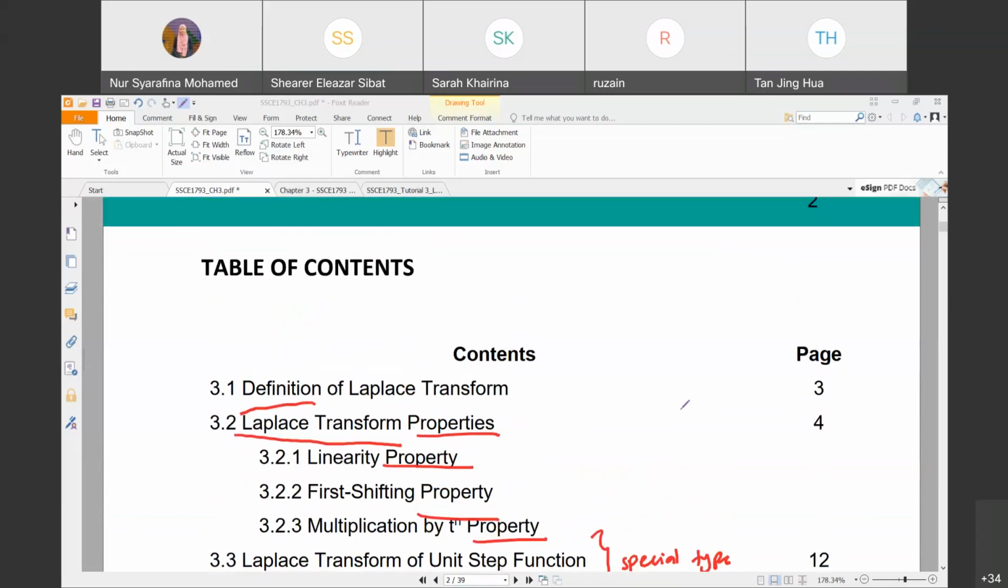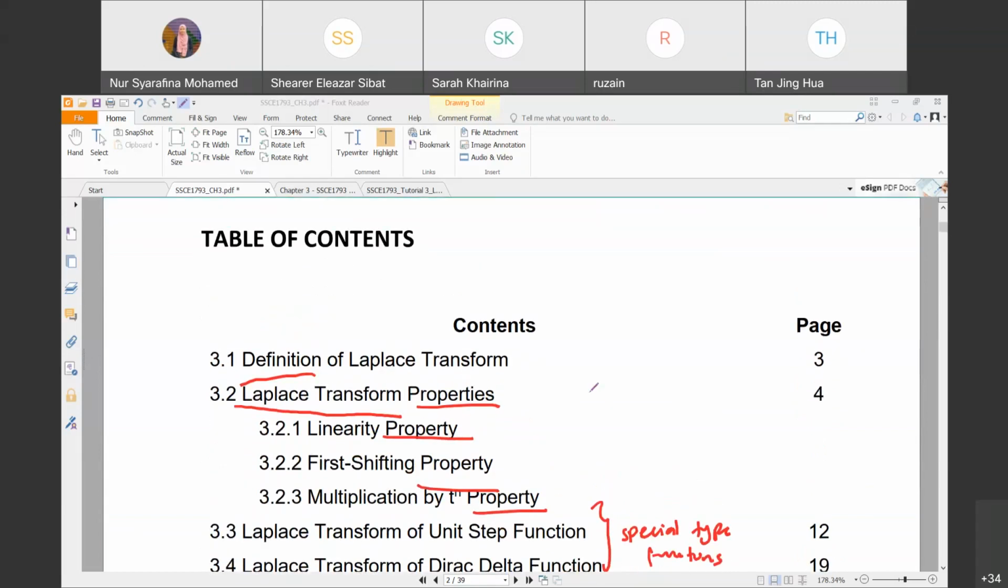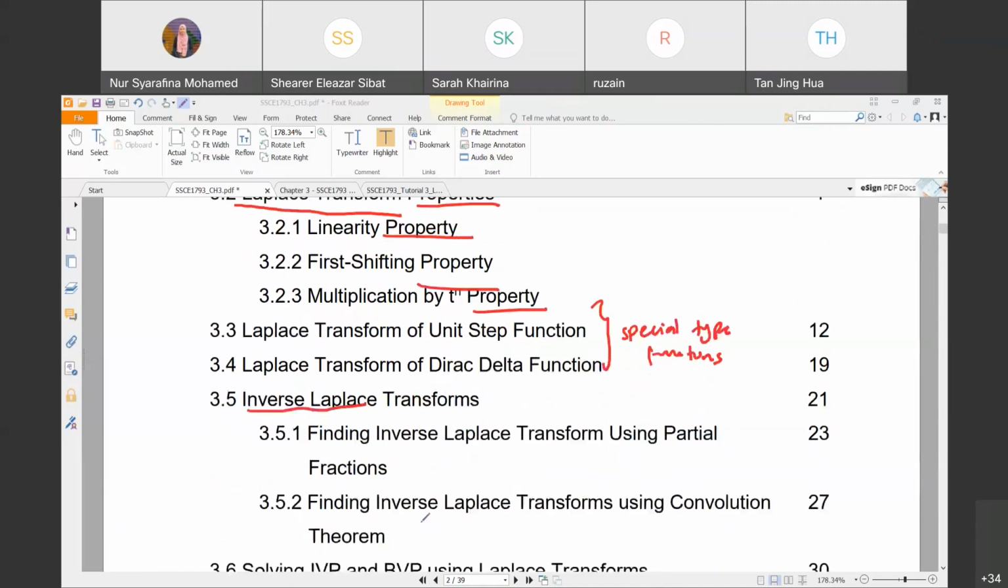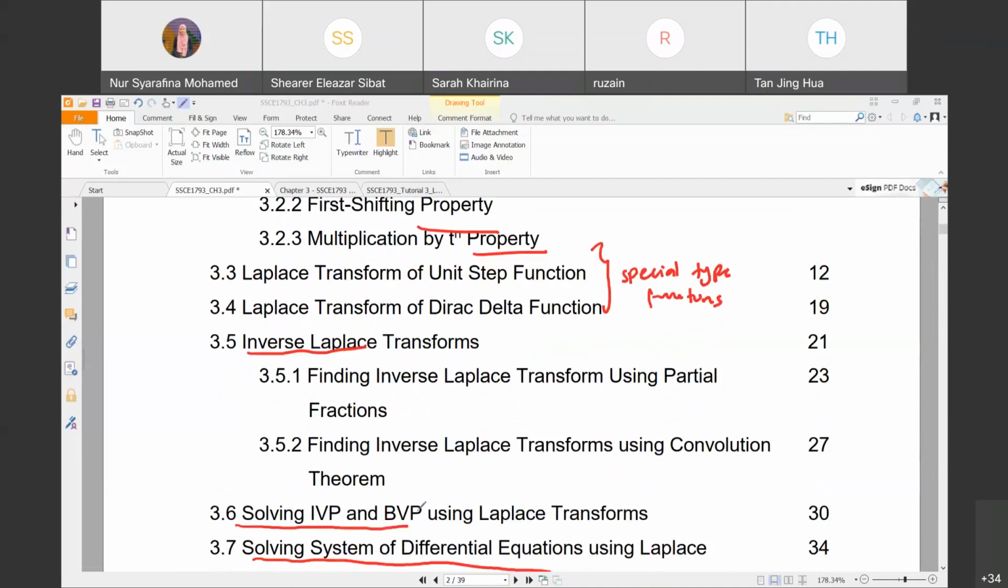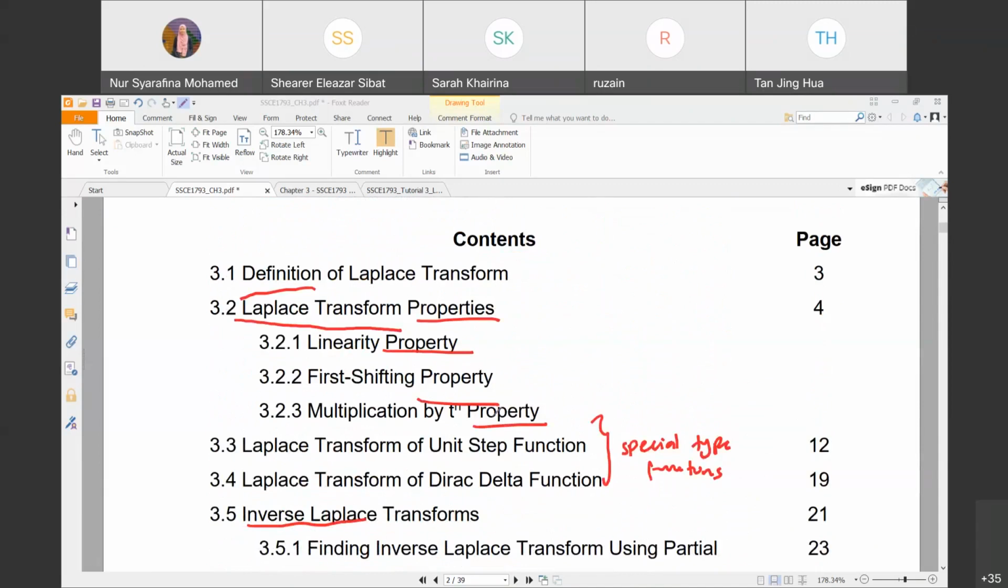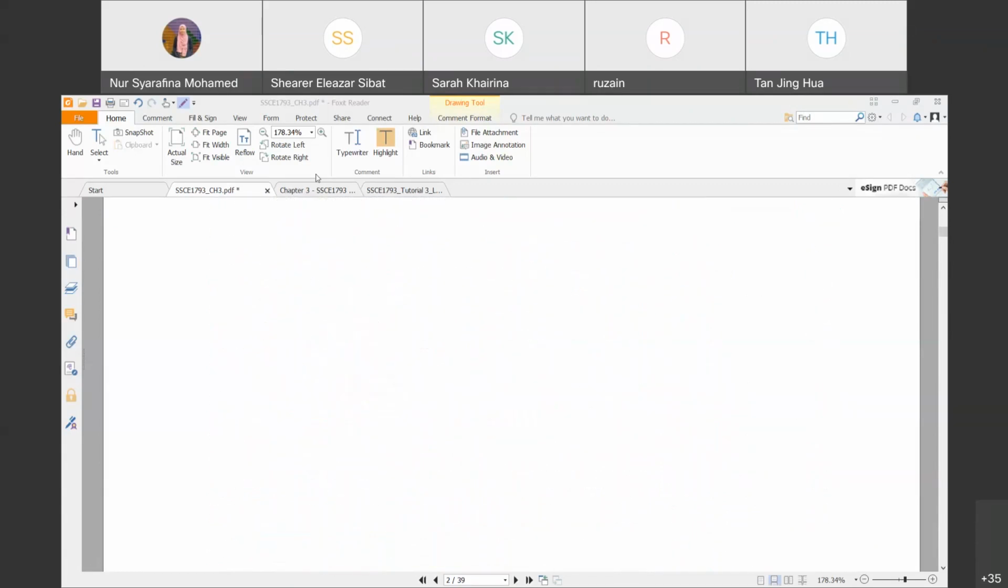And then once you can transform, you need to know how to inverse transform. Once you know how to transform and inverse transform, then we can solve differential equations of IVP and BVP by using Laplace. We can also solve systems of differential equations by using Laplace. So these are our objectives. We want to solve the differential equation, but by using the transformation first. Okay? So now let's take a look.